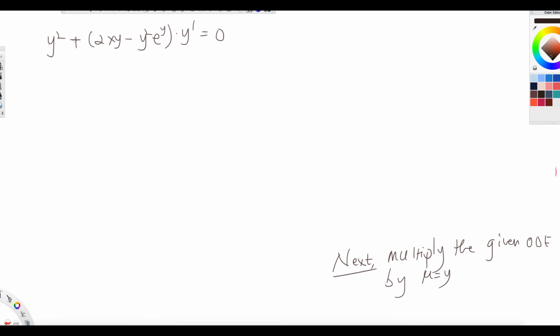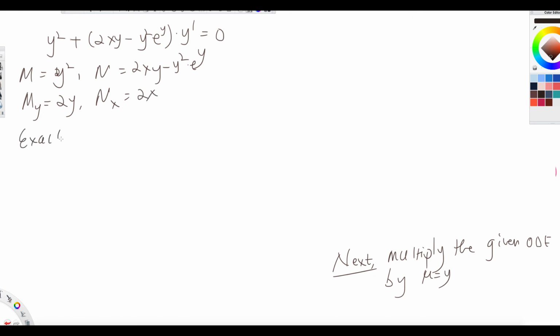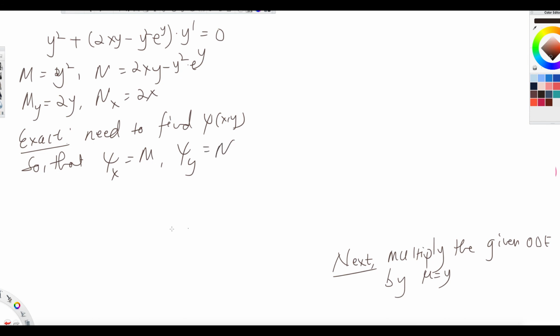What is the new m? M here is y squared, and n here is 2xy minus y squared times e to the y. So what is m sub y? M sub y is 2y. And what is n sub x? N sub x is 2x. So there, it is exact. Then this new equation is exact. So we need to find psi of x, y, so that psi sub x must equal m, and psi sub y must equal n. We need to find the value of psi that satisfies that, right?